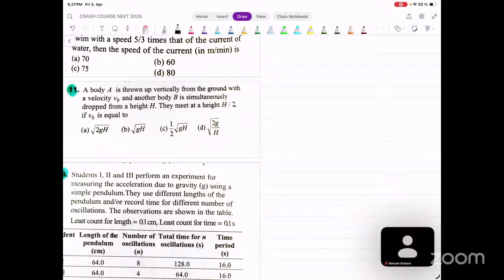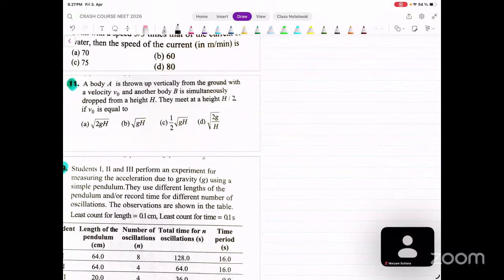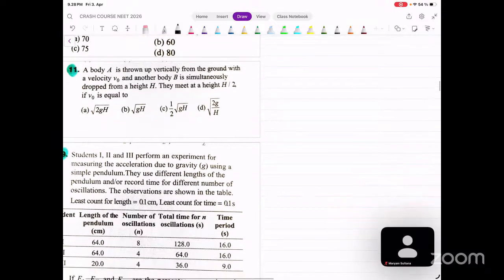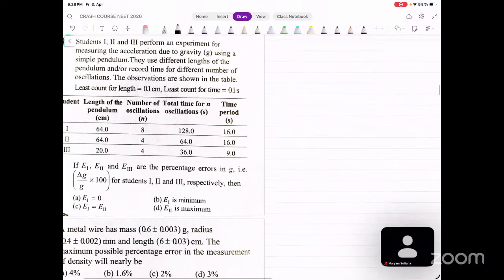Anyone? A body is being thrown up vertically from the ground with a velocity of your v naught. Okay, and another body B is simultaneously dropped from a height of h. They meet at a height of h by 2. If v naught is equal to how much? Good question, but it is a lengthy question, so I hope you can leave that question right now for this one. Look at the 29th one, beta, can anyone do it?